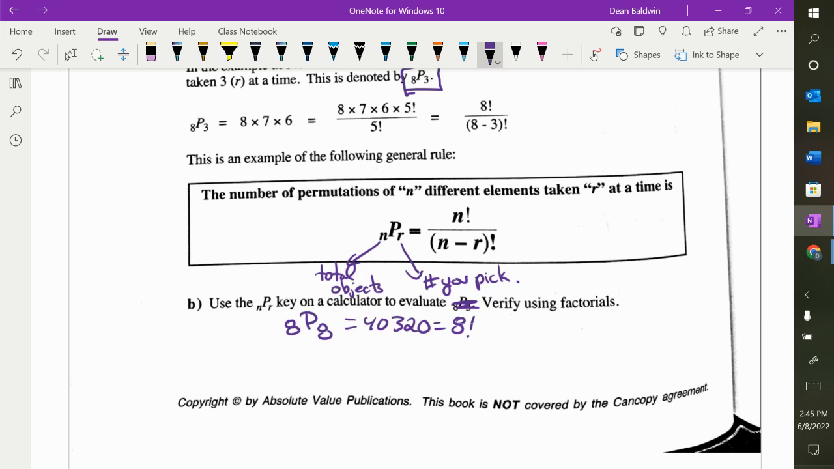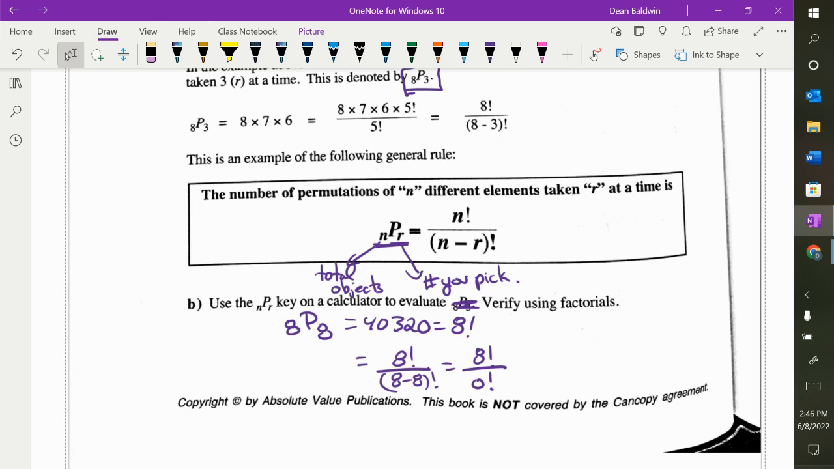If I have 8 objects and I have to use all of them, it's going to be 8 choices, 7 choices, 6 choices, 5 choices. It's just 8 factorial. Now, the definition of NPR mathematically is n factorial over n minus r factorial. So 8P8 will equal 8 factorial over 8 minus 8 factorial, which is 8 factorial over 0 factorial. But the answer has to be 8 factorial. Therefore, 0 factorial has to be 1.